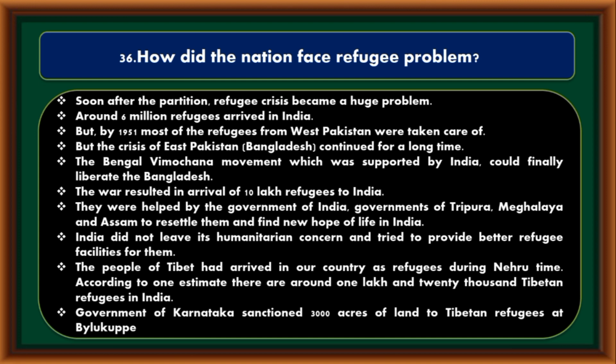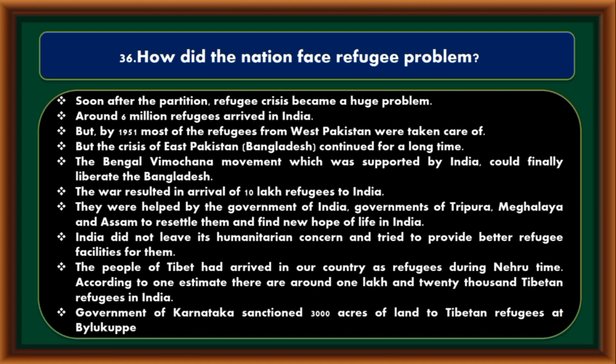The Bengal Vimochana movement, which was supported by India, could finally liberate Bangladesh. The war resulted in the arrival of 10 lakh refugees to India. They were helped by the government of India and the governments of Tripura, Meghalaya and Assam to resettle and find new hope of life in India. India did not abandon its humanitarian concern and tried to provide better refugee facilities for them.